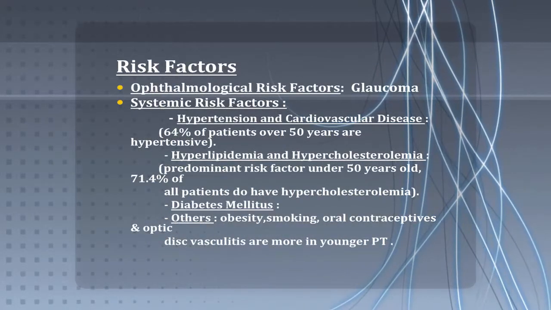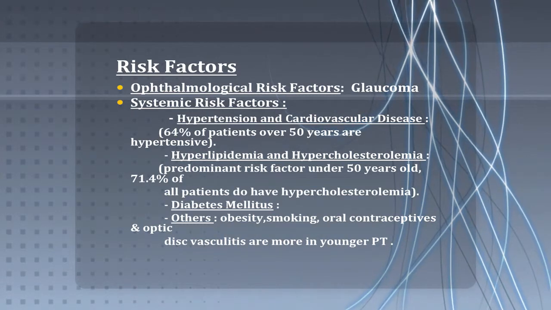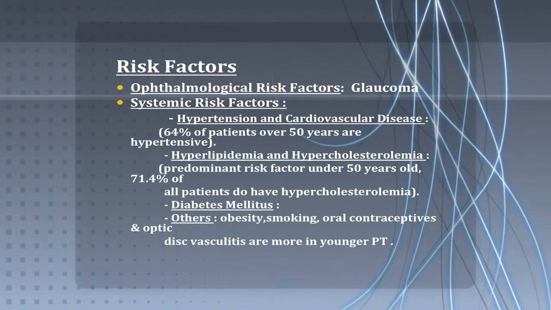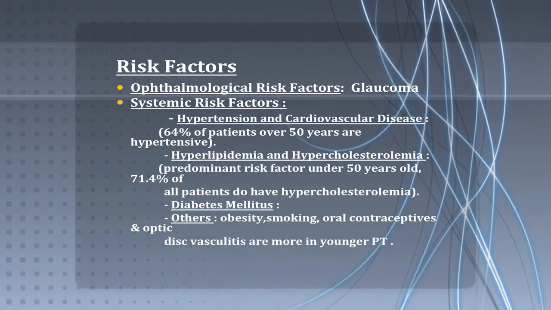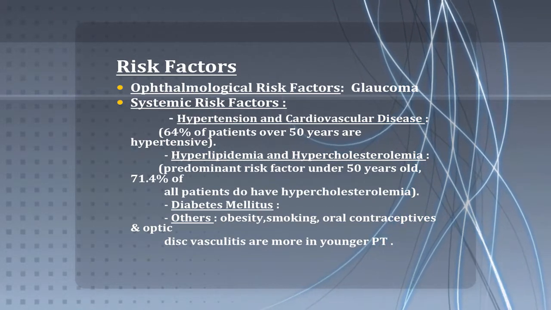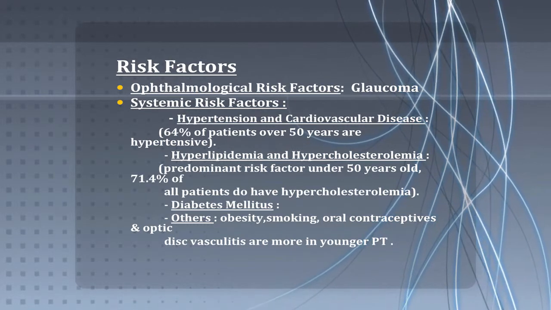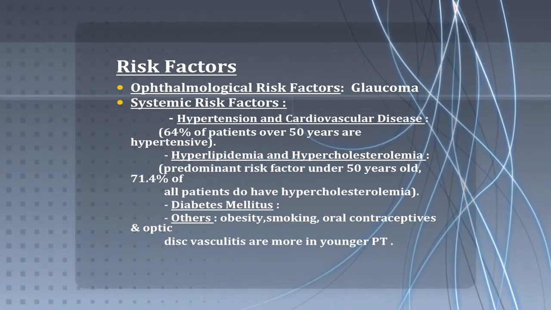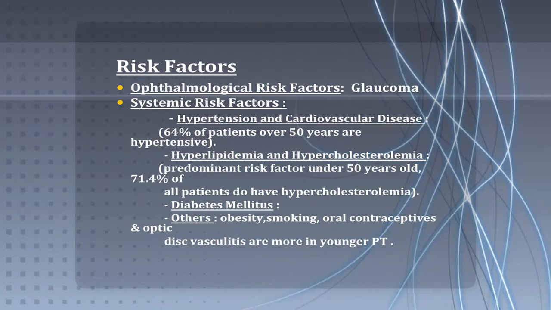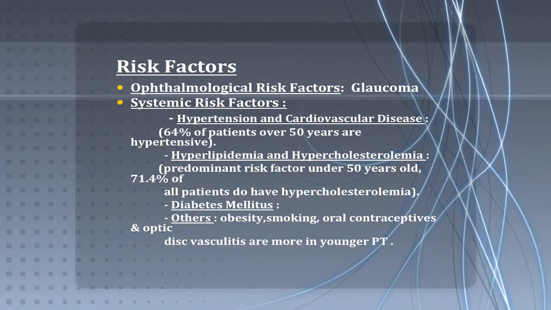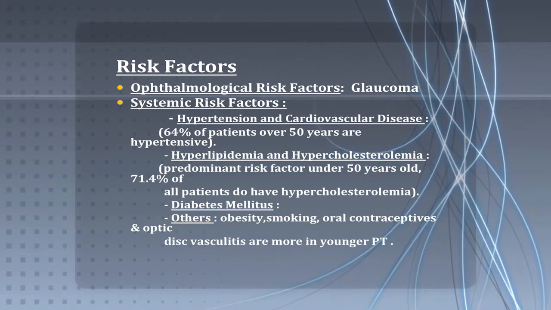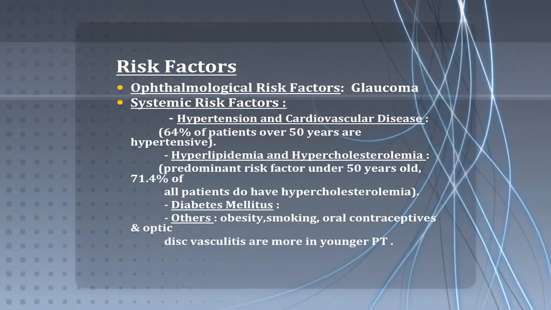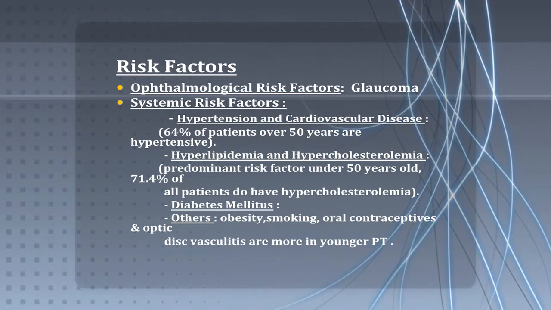The risk factors for the vein occlusions. Ophthalmological risk factors, as we can see, include glaucoma. While among the systemic risk factors, we have hypertension and cardiovascular diseases. As we know from the statistics, 64% of patients over 50 years presenting with a vein occlusion are hypertensive.